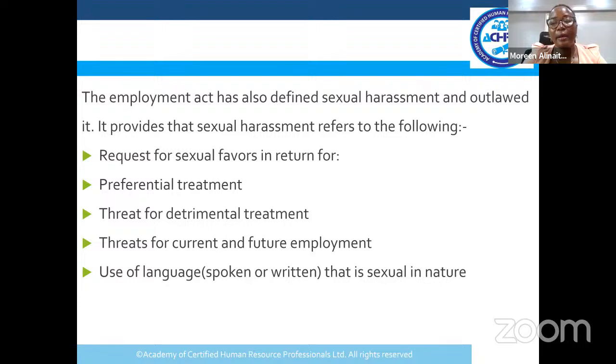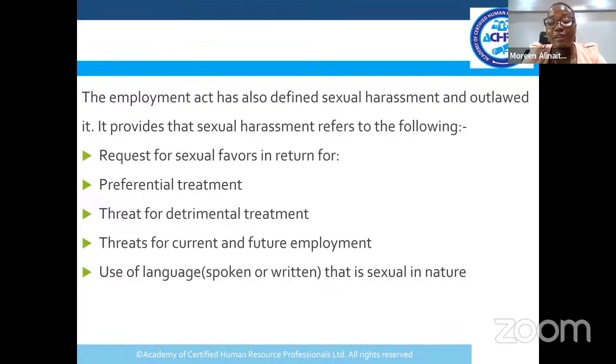We are moving on from discrimination. We are now going to sexual harassment. The employment law protects employees from sexual harassment. All right? The Employment Act has defined sexual harassment, and it refers to any activity, all right? How do I put it? Any insinuation in the following aspects.